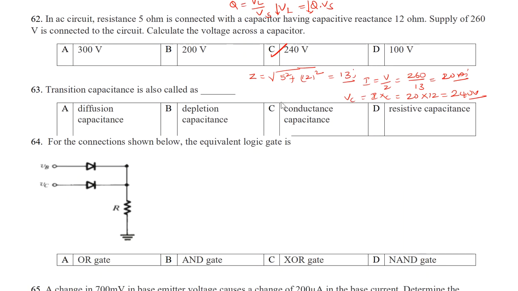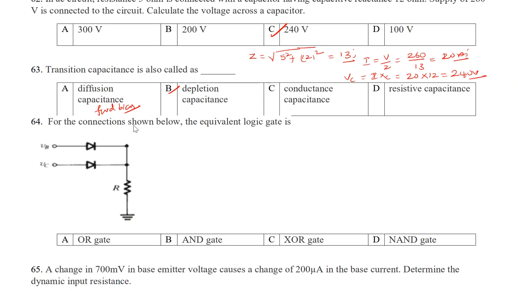Now, next question. Transition capacitance is also known as depletion capacitance. The transition capacitance occurs in reverse bias, as we discussed in the TNEB paper. We discussed the same point here. When we obtain a depletion layer, in that case it is called a depletion capacitance. Diffusion capacitance occurs in the forward bias condition.